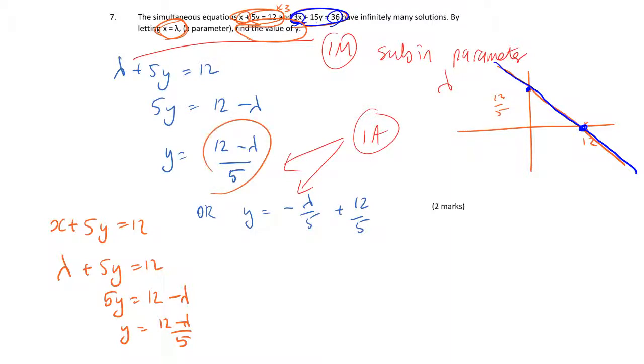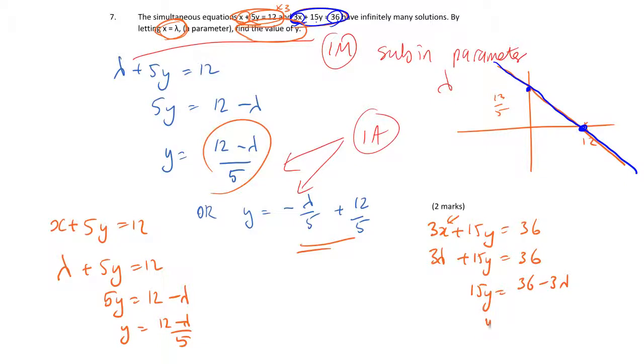Now, of course, we could have expressed it like that if we'd wanted to, but I'm wondering if some of you would think, what if I'd chosen to use the other equation? Let's have a look and see what would happen. 3x plus 15y is equal to 36. Remember we said we're making the x equal to lambda, so we've got 3 lambda plus 15y equals 36. Transposing, 15y is equal to 36 minus 3 lambda.